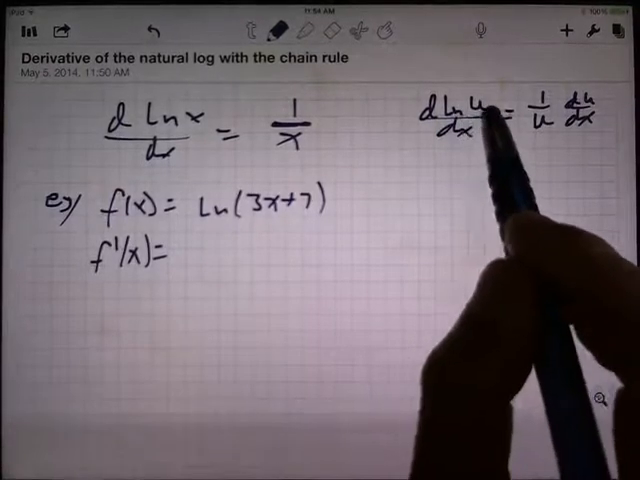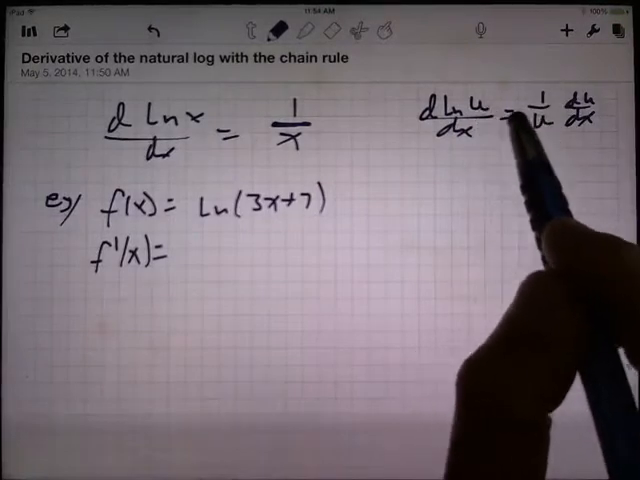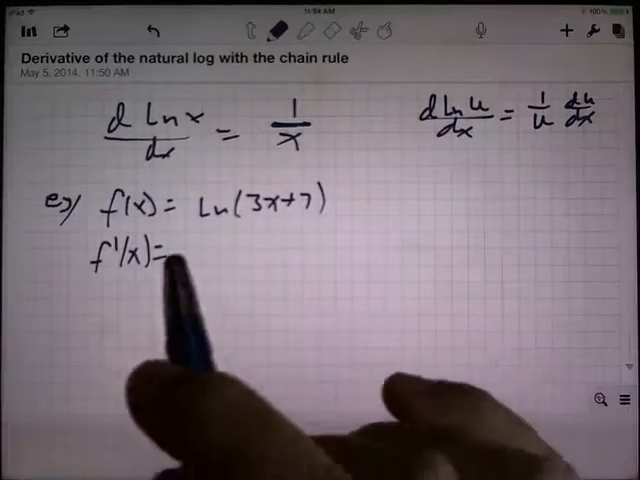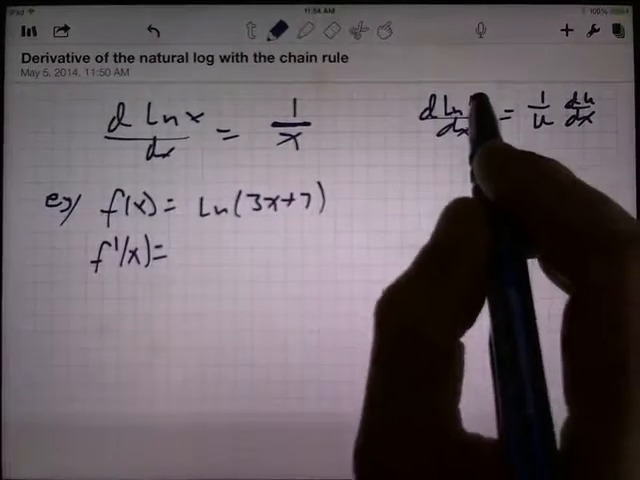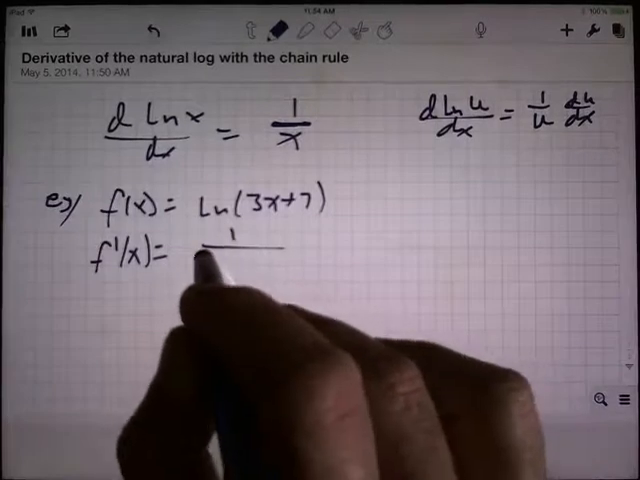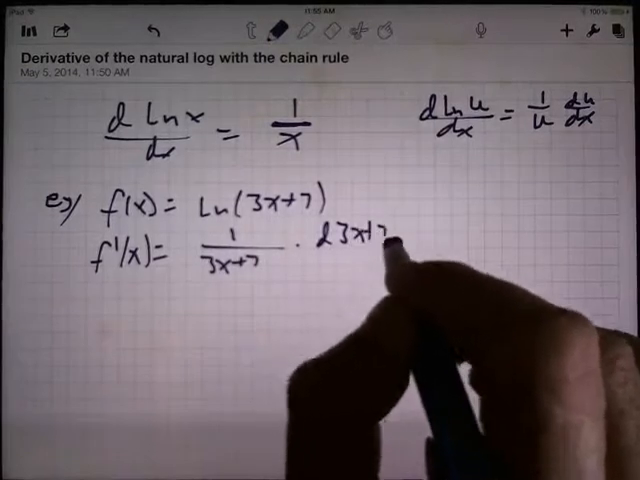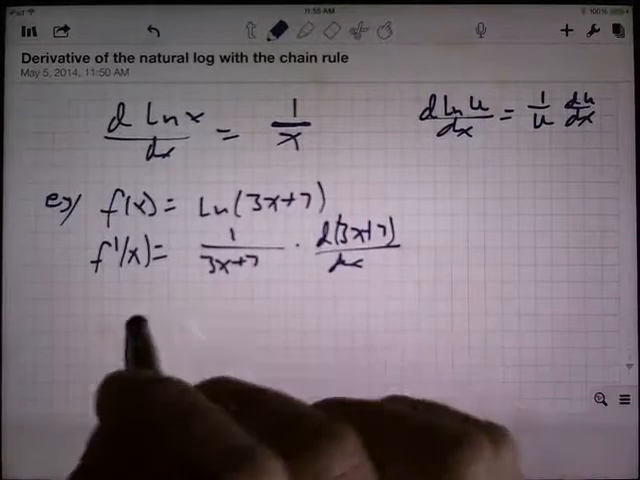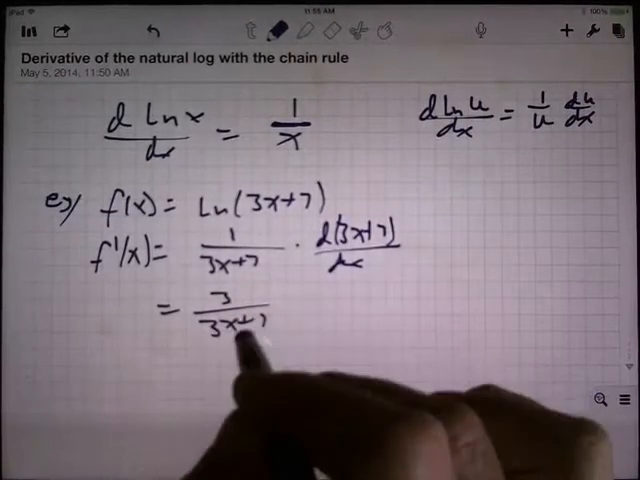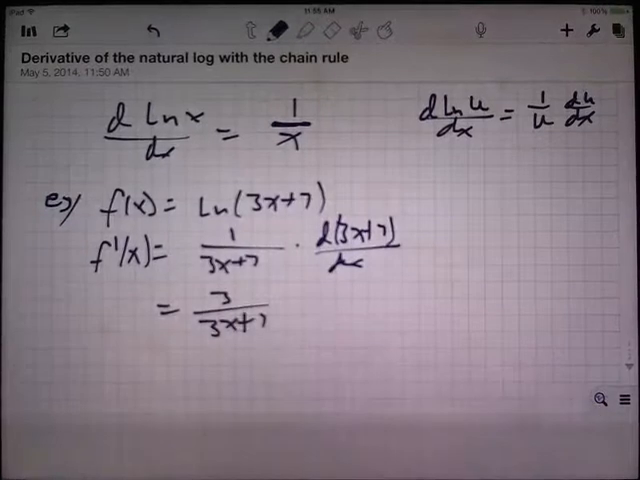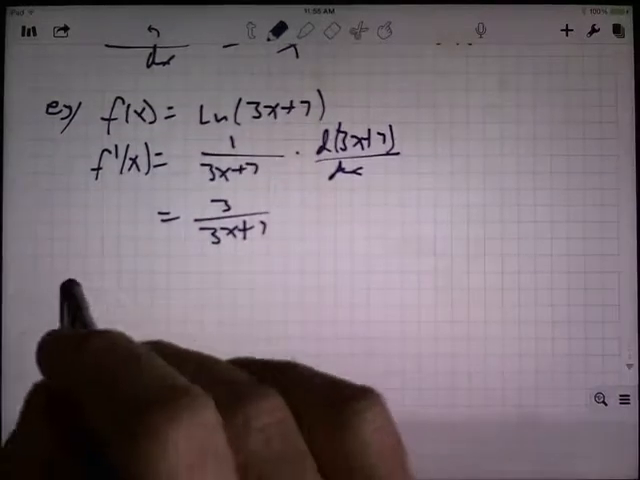Anytime you've got a function inside of a function and you're taking the derivative, you take the derivative of the outside function, leaving the inside alone, and then multiply by the derivative of the inside. So from the point of view of the natural log, this 1 over u is just 1 over whatever was in there. So this is just 1 over 3x plus 7, and then I have to multiply by the derivative of 3x plus 7. Well, that's easy enough to do. The derivative of 3x plus 7 is just 3. So I end up with 3 divided by 3x plus 7. This is actually really nice.